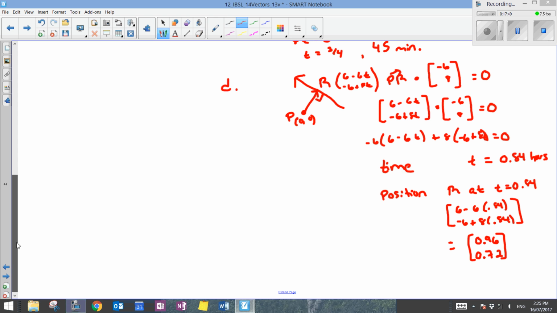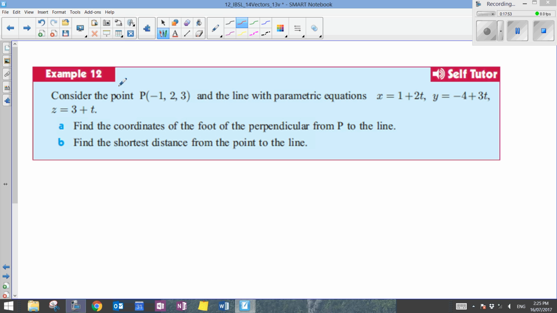Just to think about how this applies to 3 dimensions, for you guys to try before you head to class tomorrow. Example 12, consider this point, and now you have 3 components. So in 3-dimensional space, think about what you would do, and does it follow the same structure?